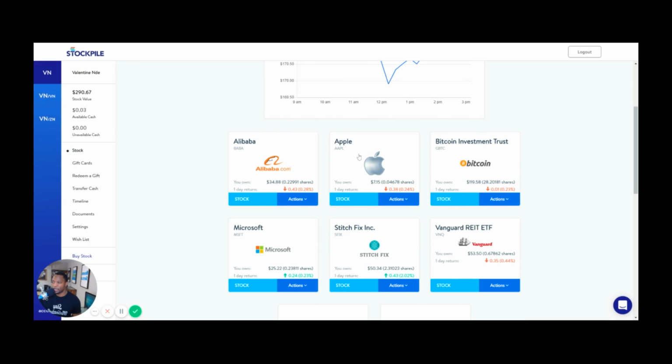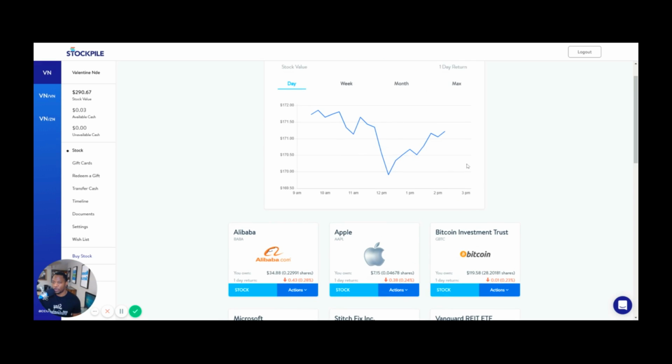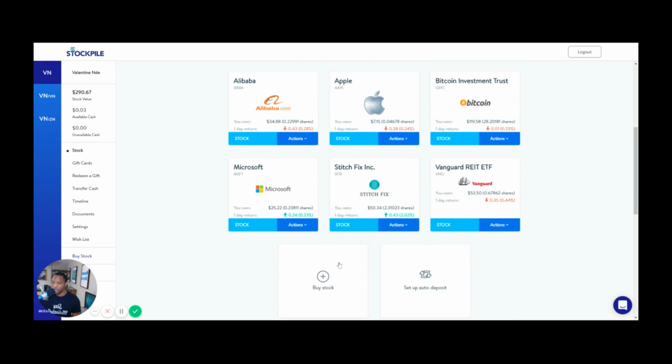Once you have your money in there, this is your home page. Now you come down here, you can say I want to buy stocks, and that's going to come up. And one thing I love about this interface, did I click?